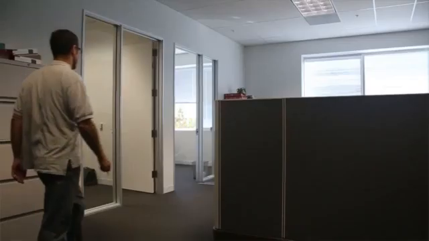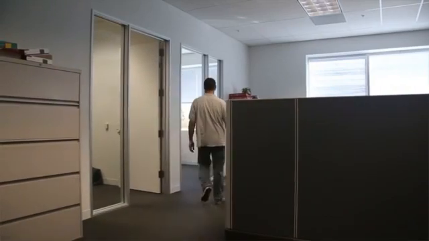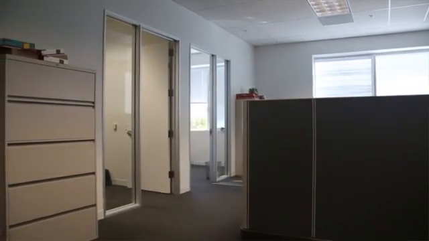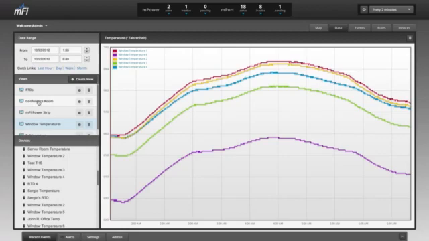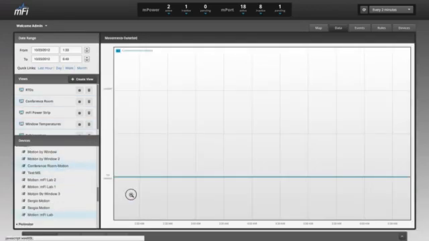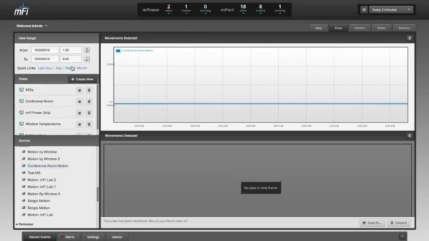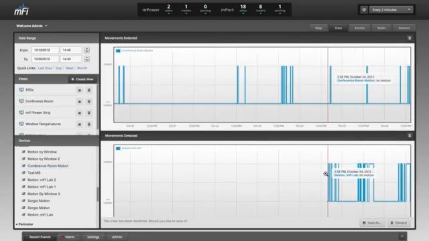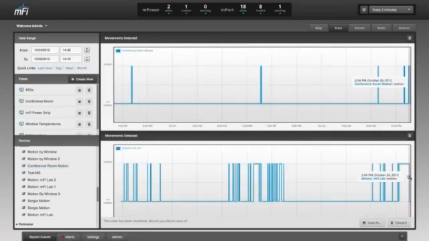Resource utilization, such as room occupancy, can be monitored using the motion sensors. The motion analytics show the conference room is lightly utilized while the lab is heavily utilized.